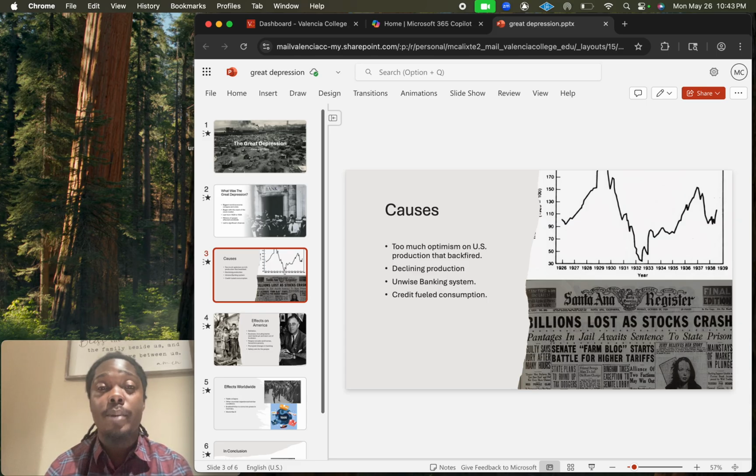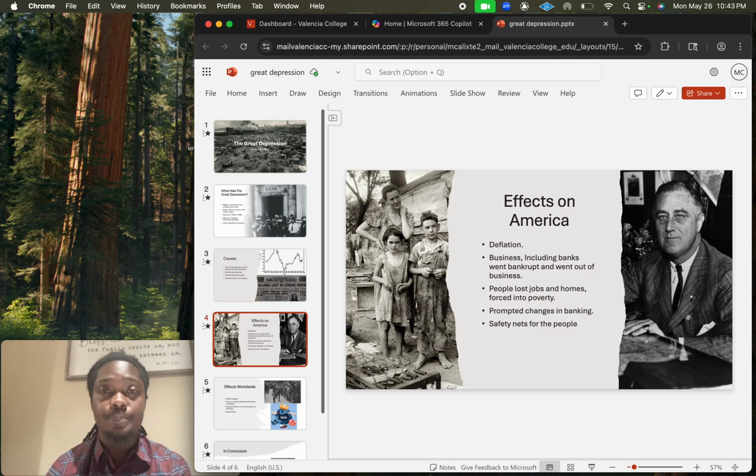Next, the resulting bank failures and the freezing of credit initiated a chain reaction that would be felt throughout America. Ultimately, people lost their jobs, their homes, and were forced into poverty, and this called for change in America. The country experienced a severe deflation.